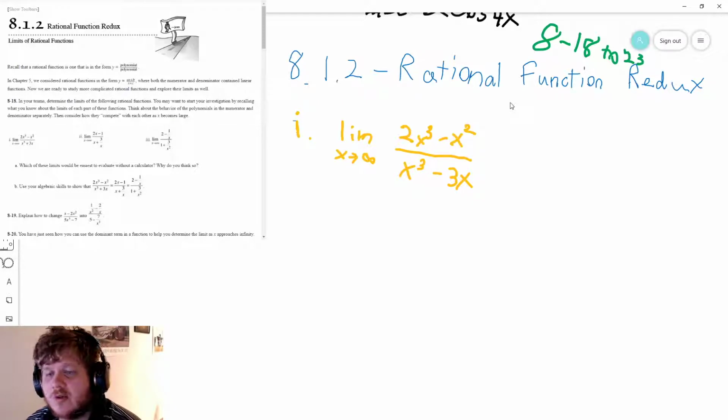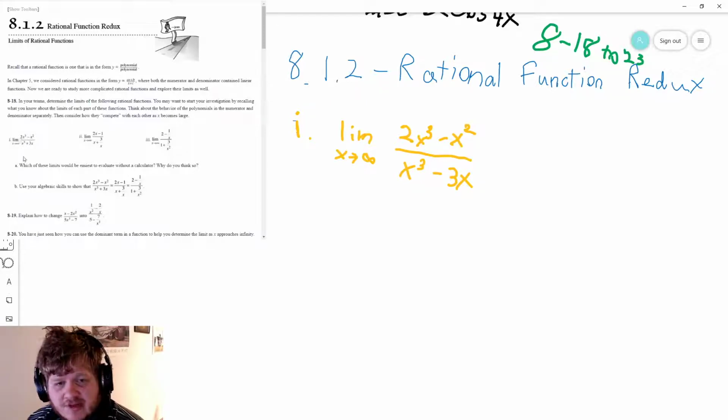So what we're looking at, just to remind everyone, is that a rational function is basically a polynomial divided by a polynomial. Earlier in Chapter 5, we considered some rational functions where both numerator and denominator contained linear functions. Now we're going to be looking at some more complex things.